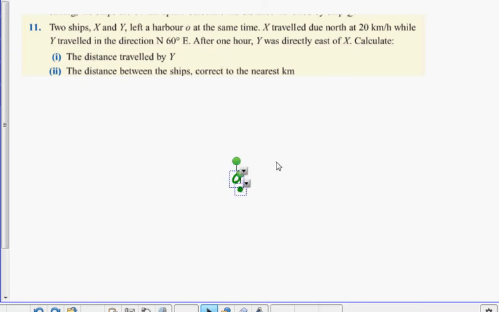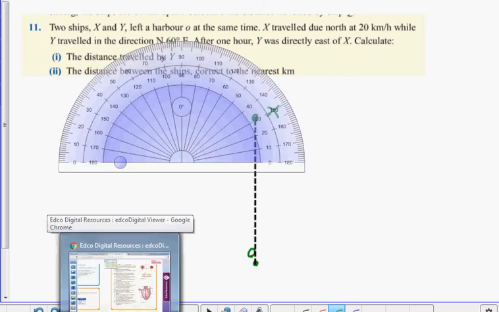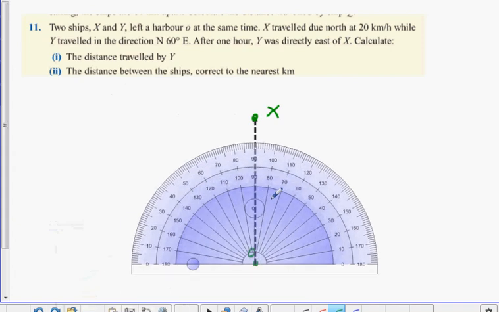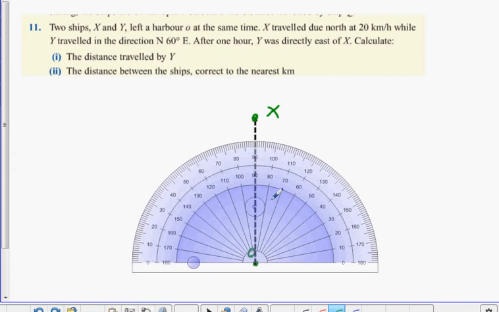Okay, let's concentrate on one letter at a time. Where does X go? X goes north, and we'll just draw it going north. That's X after 1 hour. Would everybody be happy with that? Just goes north a certain distance. Okay. Now the other one, where are you, my friend? And you wouldn't have to draw this completely accurately unless it specifies it. North 60 degrees east.